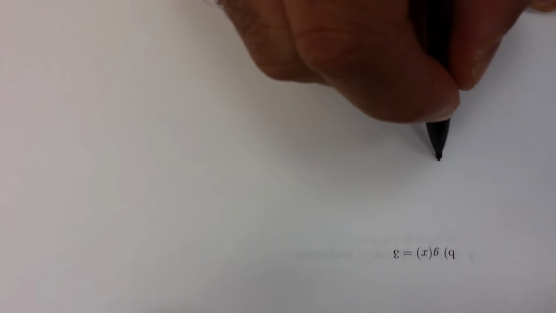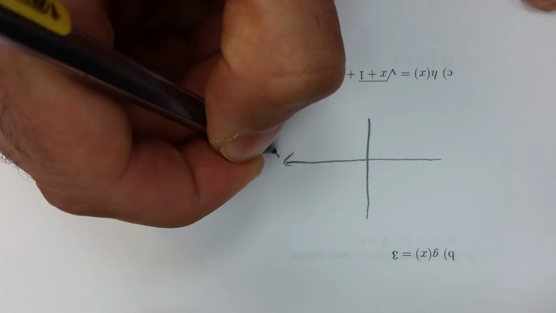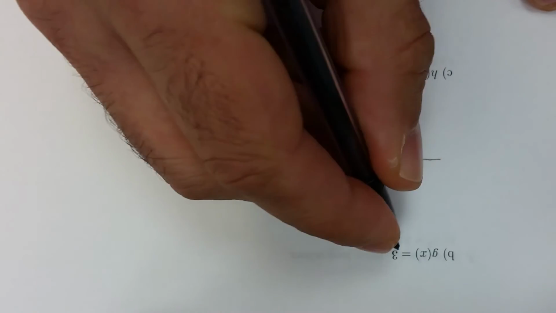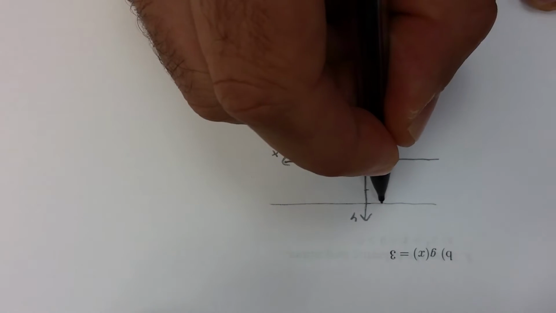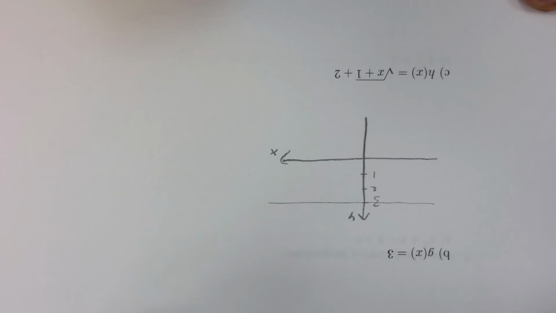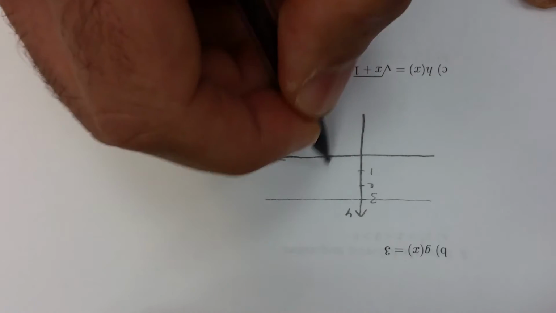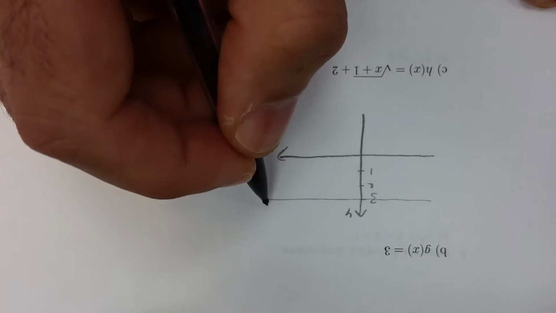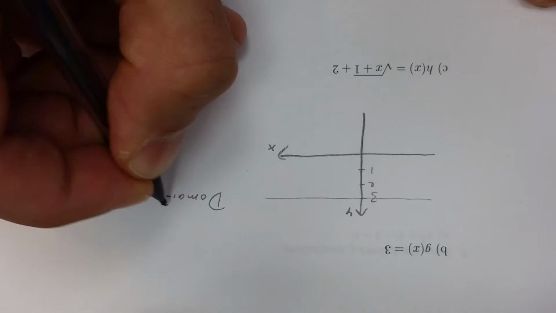So let's take a look at part B. g of x equals 3. Again, if you know what this curve looks like, this becomes an easy problem. So g of x equals 3, y equals 3 is just a plain old horizontal line at height 3. And so the domain is the set of x values which can go into this thing. Well, any x value can go into this thing. Any vertical line crosses this horizontal line somewhere. So the domain is all of R.